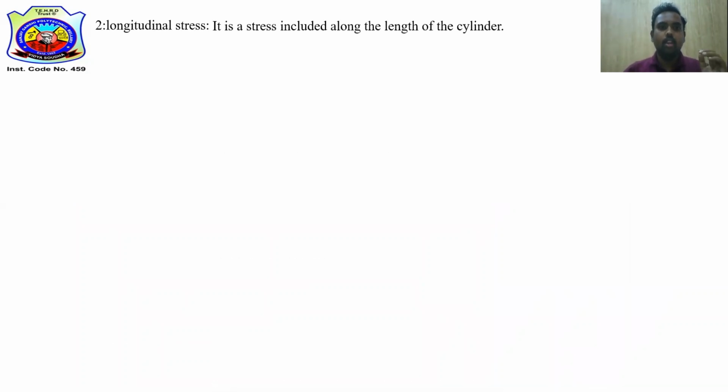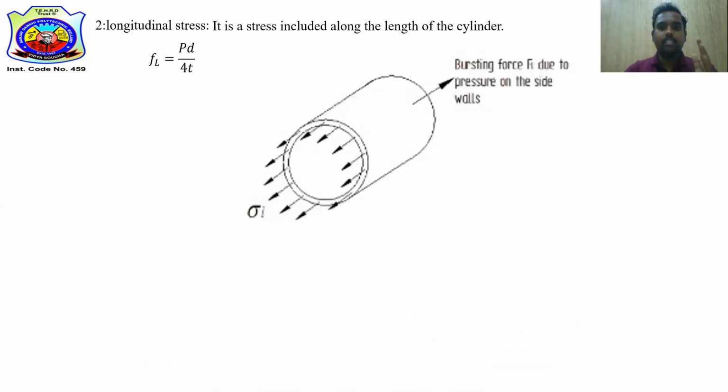Very important formula. Now let's study longitudinal stress. It is a stress induced along the length of the cylinder, whereas hoop stress is induced along the circumference. The formula is fL equals PD by 4t. Let us see the diagram.